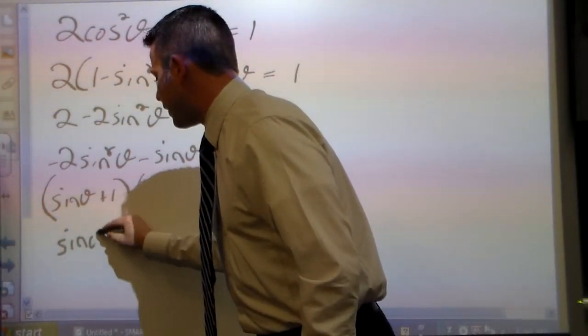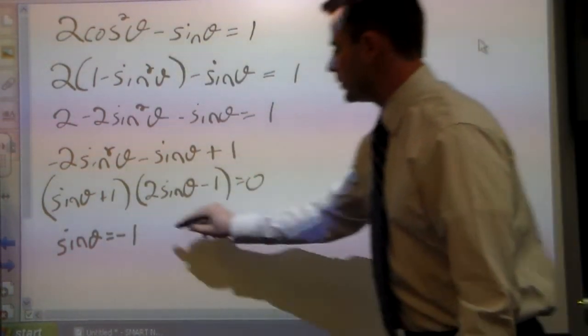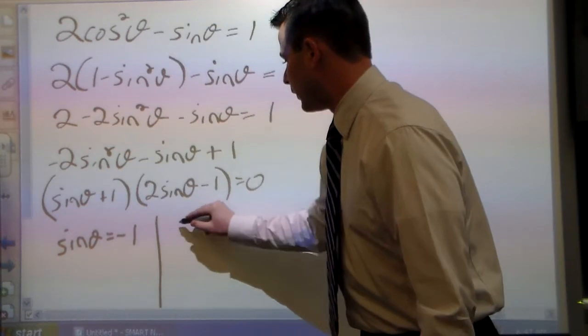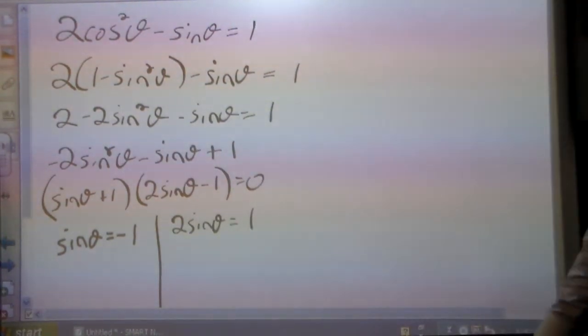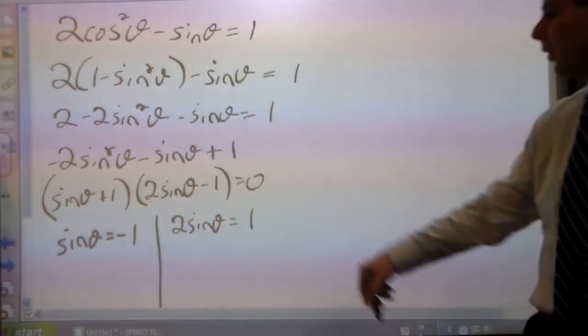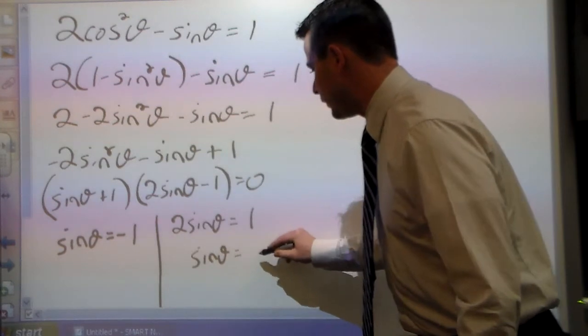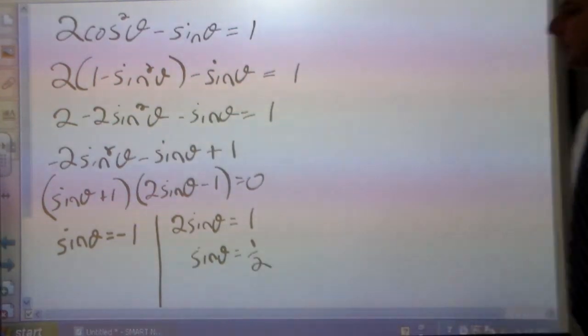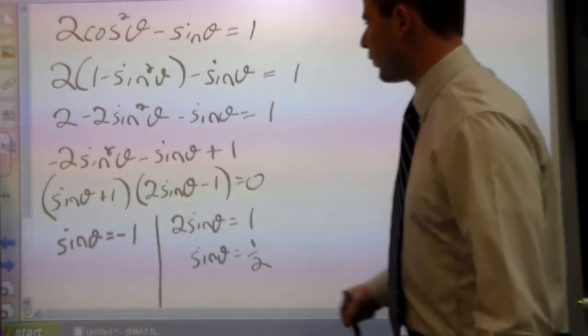So sine theta equals -1. And 2 sine theta equals 1. I set it equal to 0 and I subtracted 1. I set it equal to 0 and I added 1. So we have sine theta equals 1/2. So now this side, when you're working with 1s, 0s and -1s, just refer directly to the unit circle.